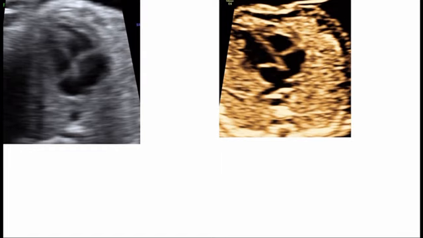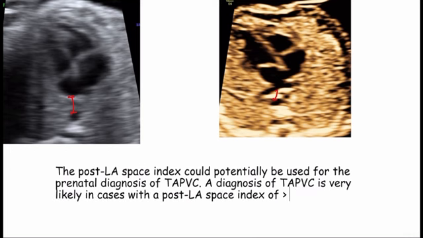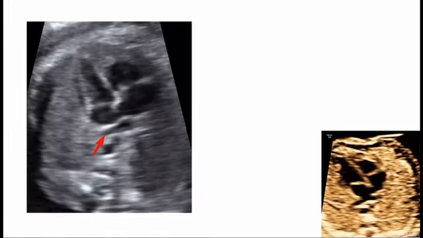Now look at both of these. When you compare both, you can see the distance between the left atrium and the aorta is smaller here. When compared to that, this appears more, right? So this is also one of the parameters which can be used indirectly to suspect TAPVC. That one is called the post left atrial space index.